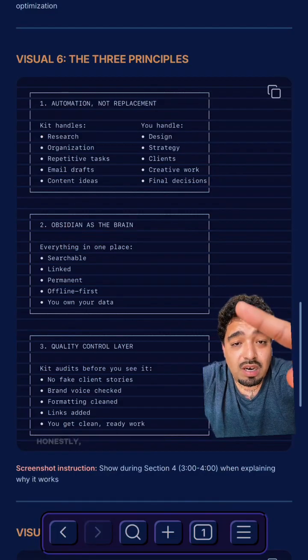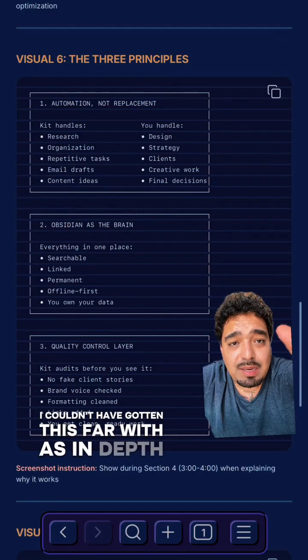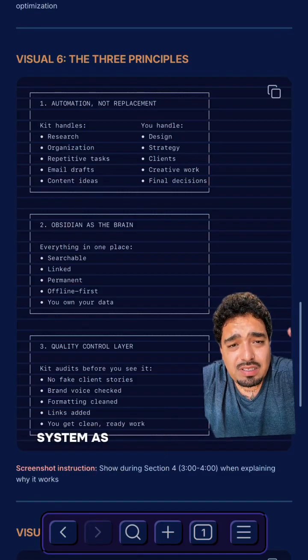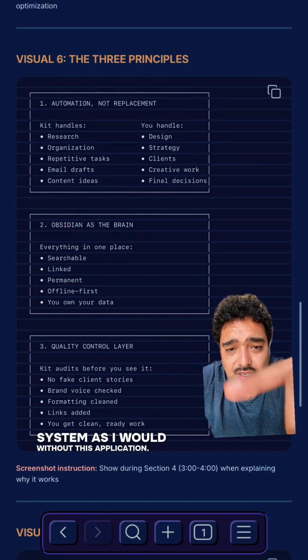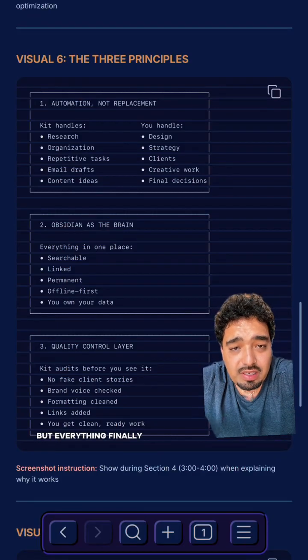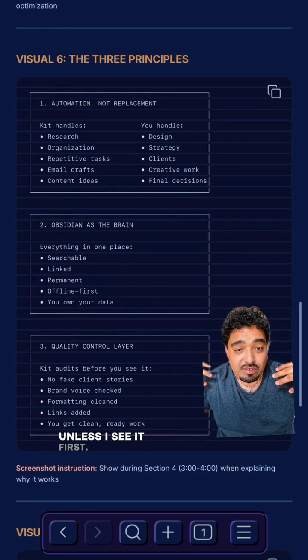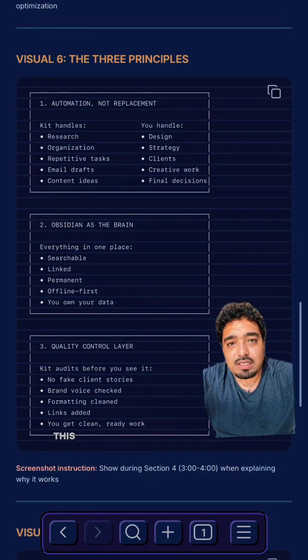The main powerhouse, honestly, is Obsidian. I couldn't have gotten this far with as in-depth a system as I have without this application. Kit does quality control, but everything finally goes through me. I don't have him post anything on its own unless I see it first. But yeah, this is my system.